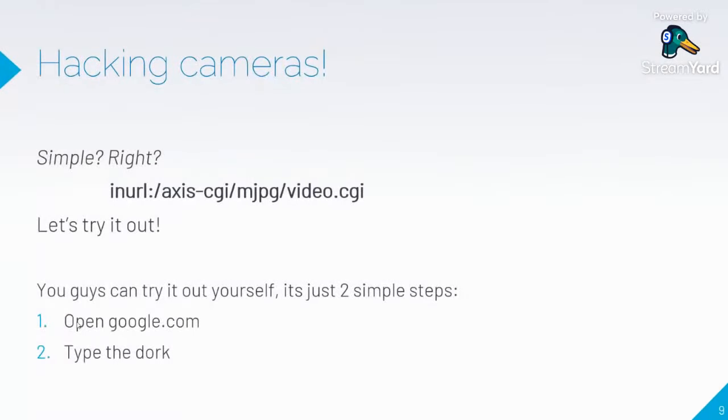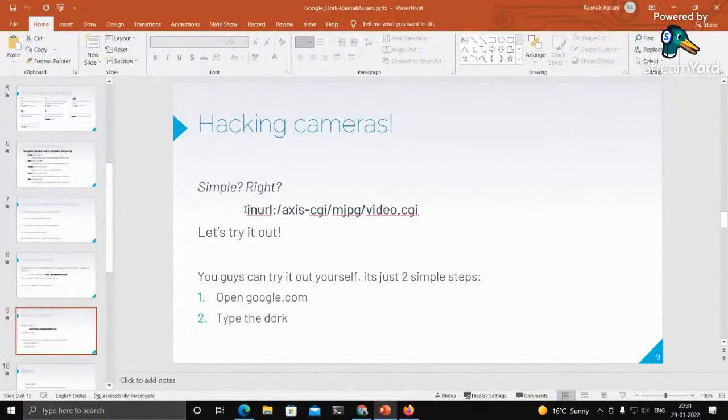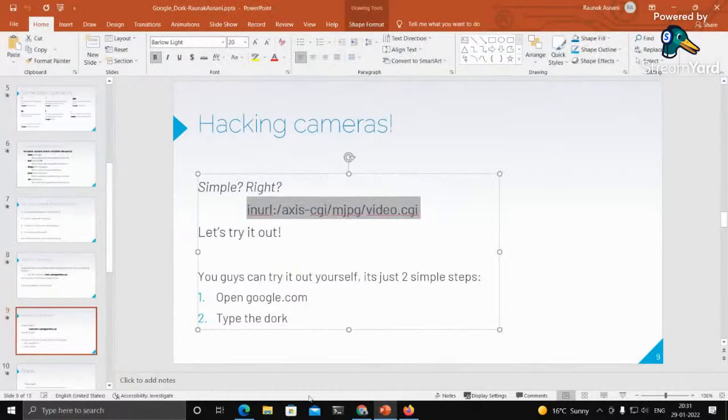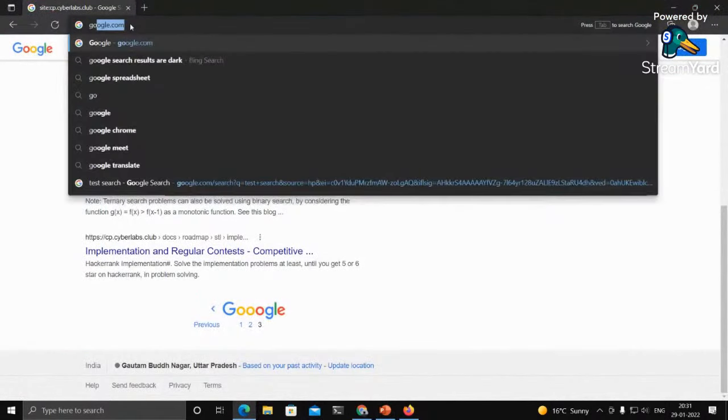So guys, the answer to the question is inurl:/axis-cgi/mjpg/video.cgi. Simple, right? We just use the inurl advanced operator that we just studied about. What this does is it returns all those websites whose URL contains this following string. So let's just try it out. What does this string actually do? Let me just try it out.